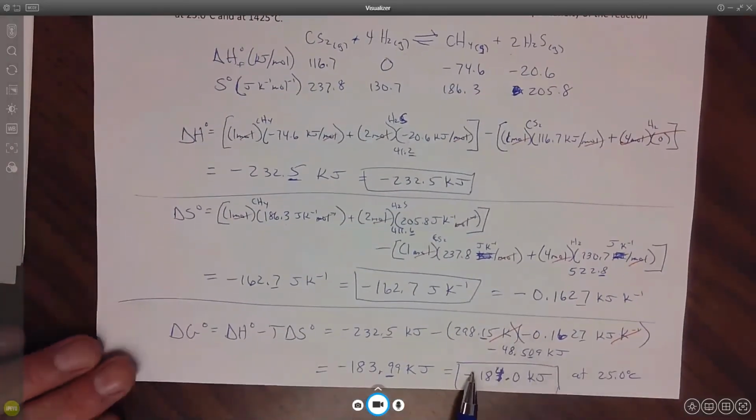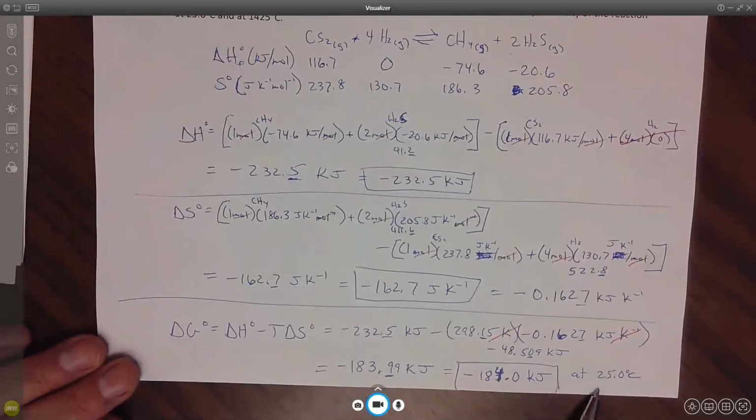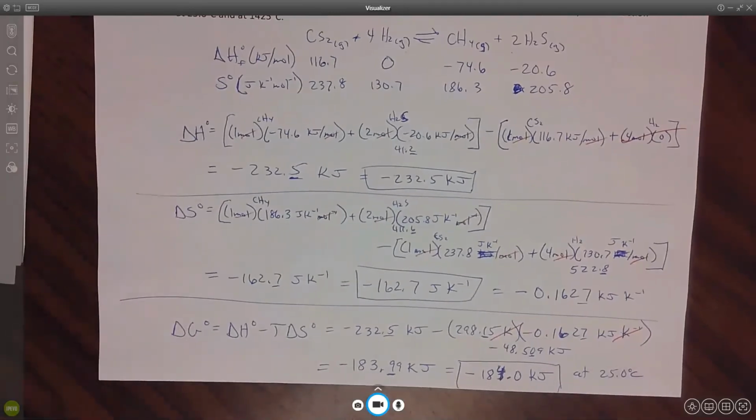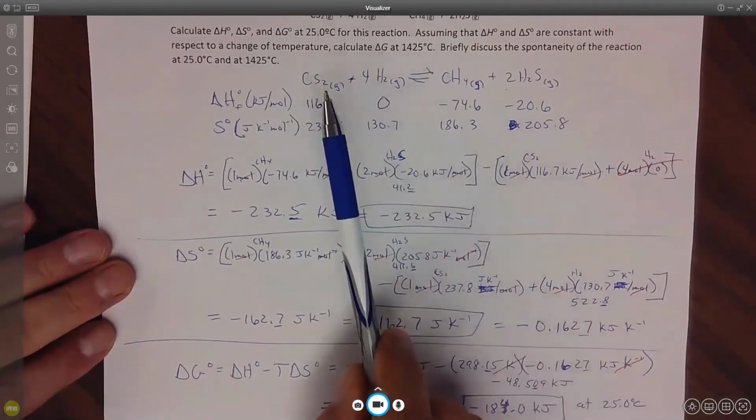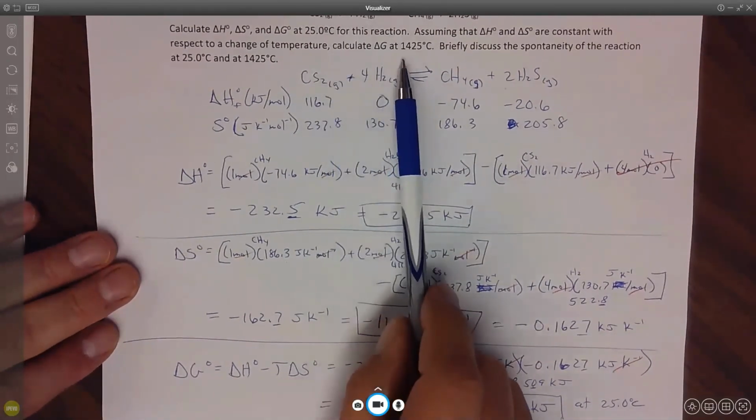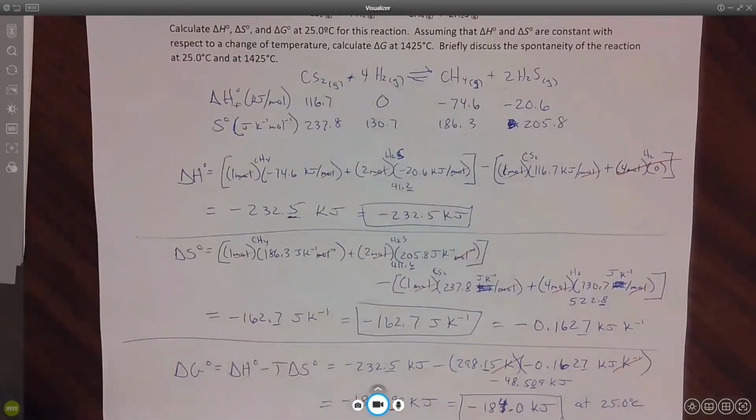Okay, so negative 184.0 kilojoules at 25 degrees Celsius. Any questions about that? Okay, now the second part of this question says, calculate the free energy change then at 1,425 degrees Celsius.